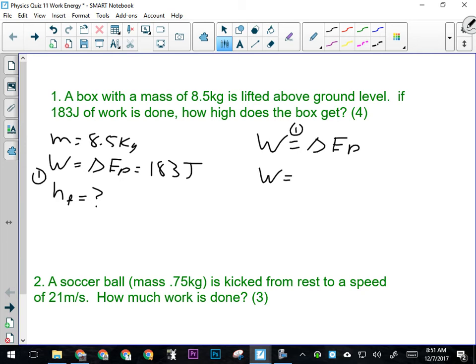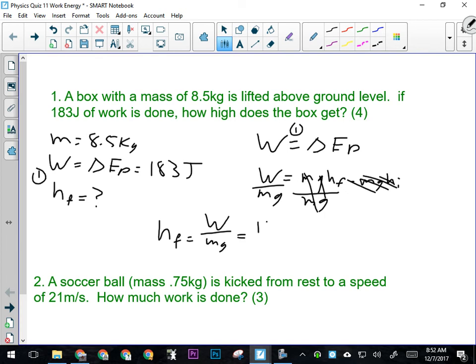And we're going to say that work then is mghf minus mghi, except that we really don't need to write mghi because it's 0. So we have to manipulate this now in order to get hf by itself. So we're going to divide both sides by m times g. So if they have that the final height equals work over mg, or they've just plugged in the numbers, so 183 joules divided by 8.5 times 9.81, that'll be their third mark, if they either have it manipulated or numbers, whichever.